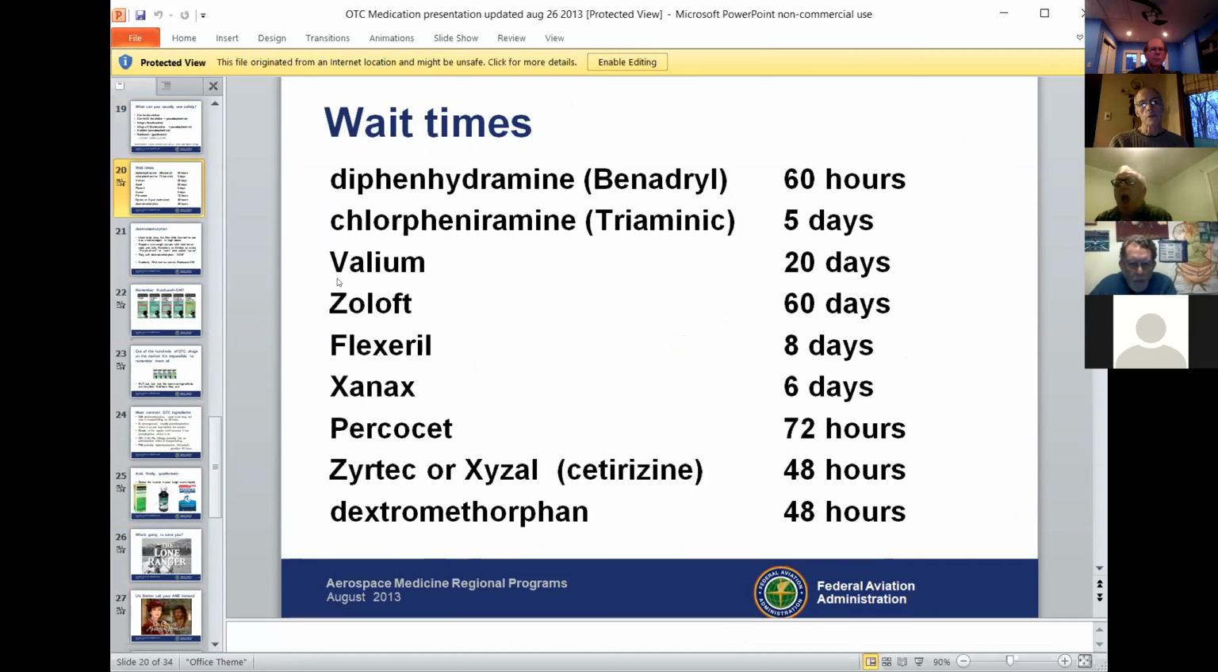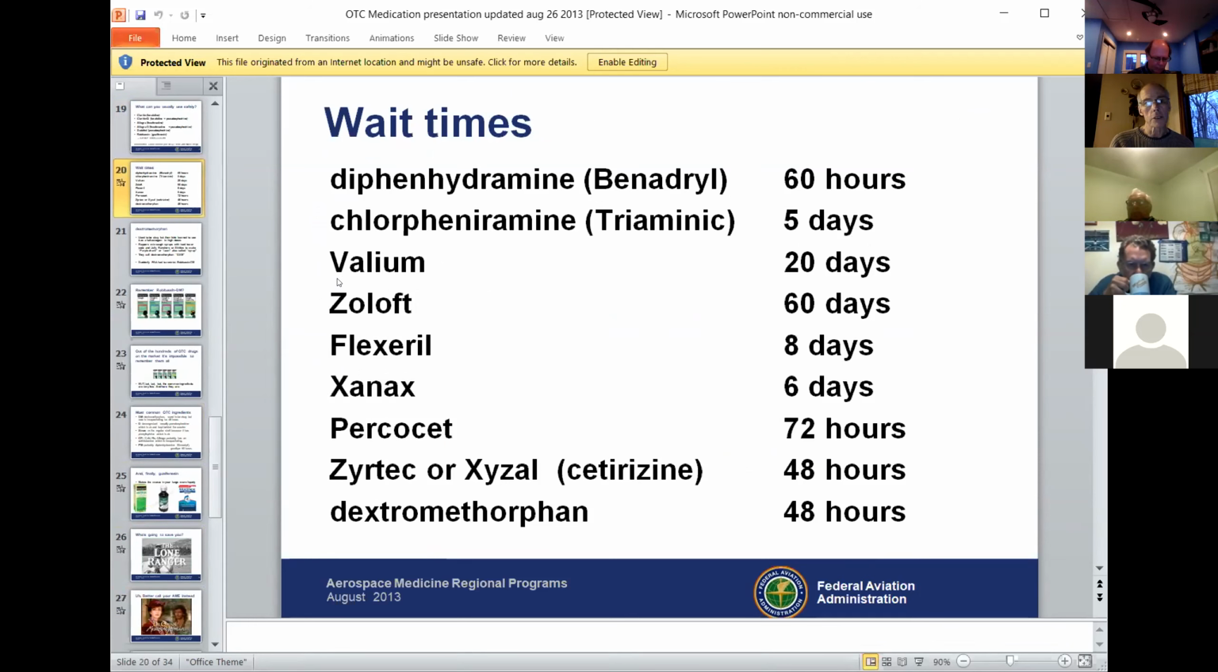This is wait time. Someone's calculated half-life times 3, and there's Benadryl. I've known this forever. 50 milligrams of Benadryl is like drinking a couple beers or more. So Benadryl, 50 milligrams, 60 hours, some effect of Benadryl will be in your system.